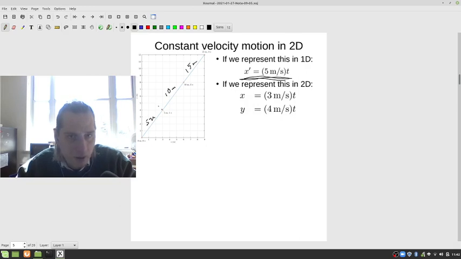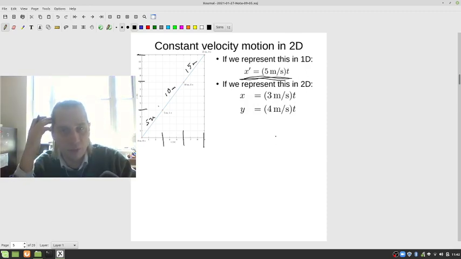If I just wanted to represent where the x coordinate of that motion is, you notice after 1 second he's gone 3 meters. After 2 seconds, this person has gone 6 meters. After 3 seconds, they've gone 9 meters. So in the x direction of this particular choice of coordinates, my x position would be 3 meters per second times time. And then my y direction, I'm moving 4 meters per second, 4, 8, 12. So this would be a possible way of writing it.